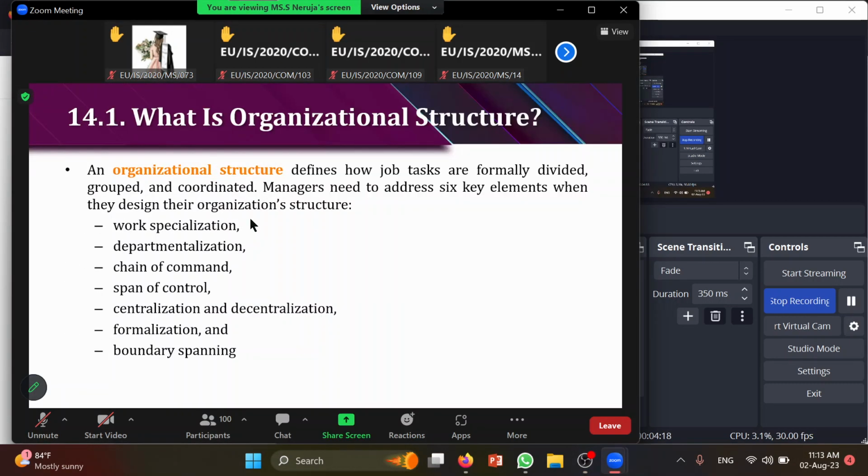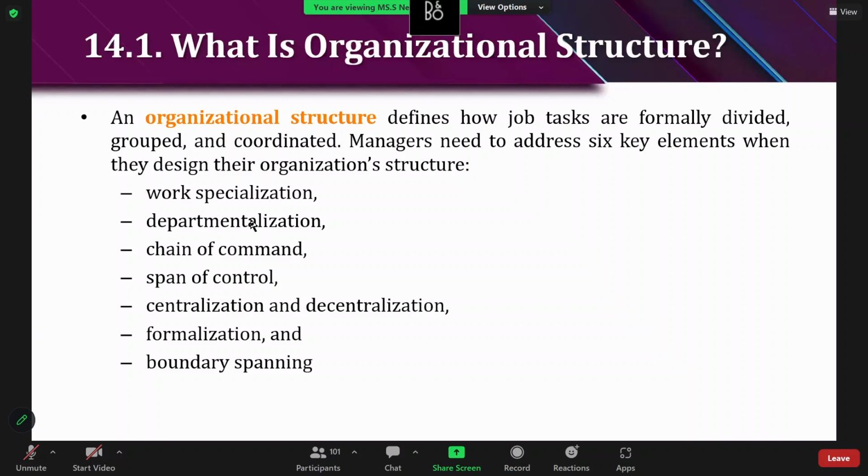So how the job tasks are formally divided, how they are grouped, and how they are coordinated in an organizational setting. That is what the organizational structure means. When you take an organization, it has to complete numerous tasks of varied nature. So how are these tasks divided? Whether one group of people or one individual does all these tasks, or whether the task is divided into different parts and different people complete these portions. How it has been structured, divided, and coordinated, all of this is what organizational structure means.